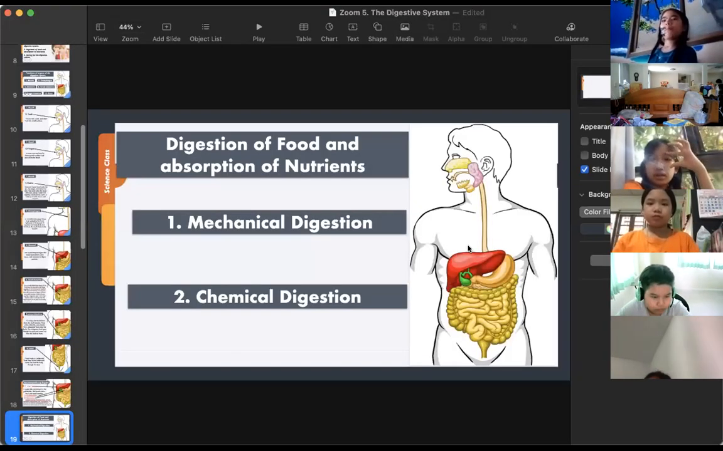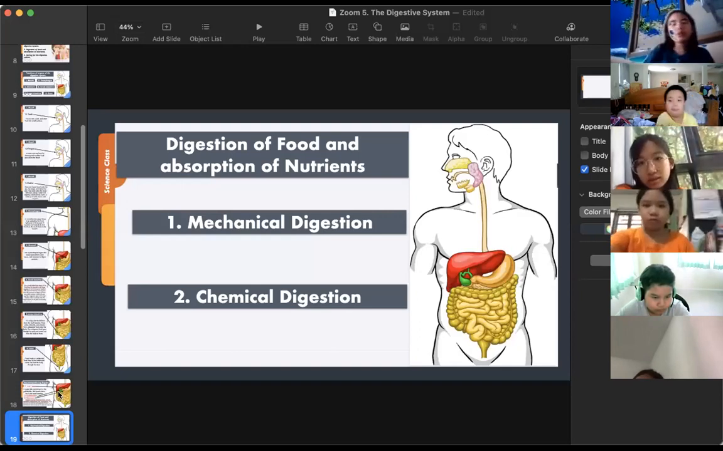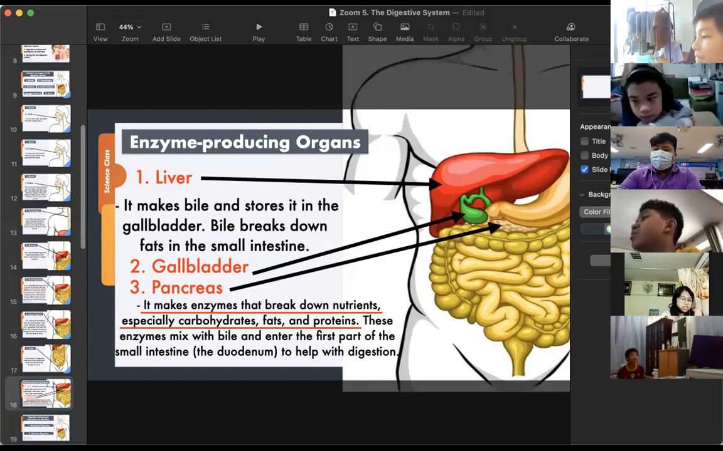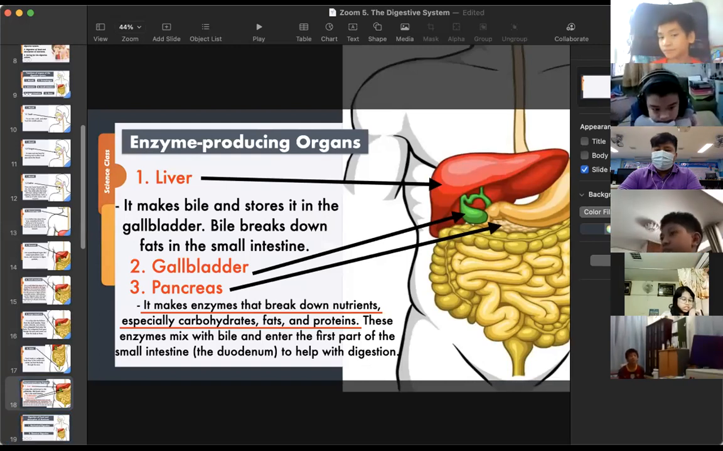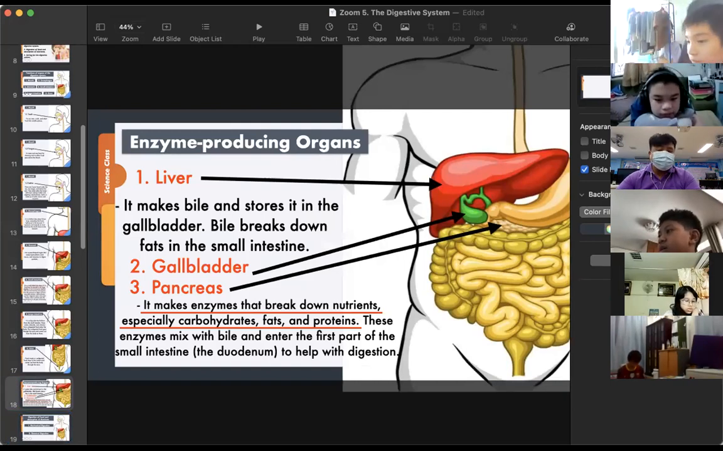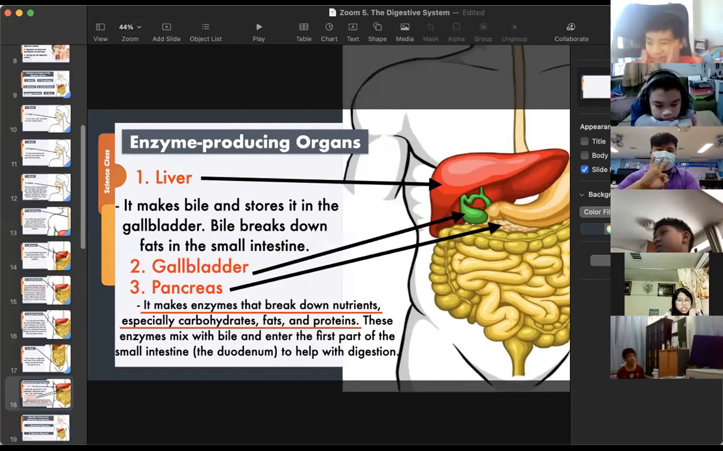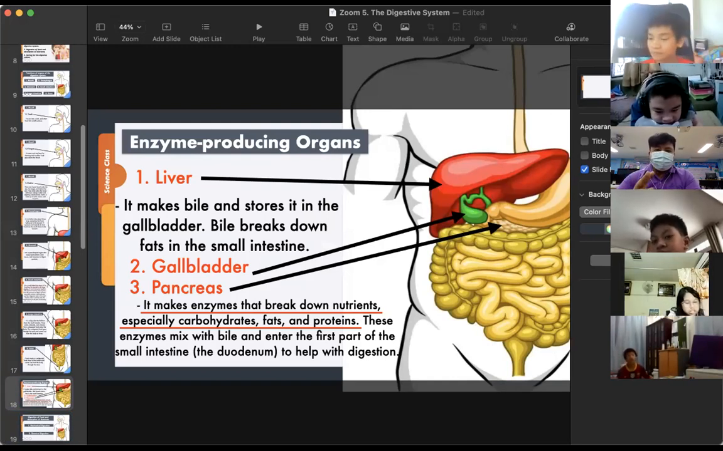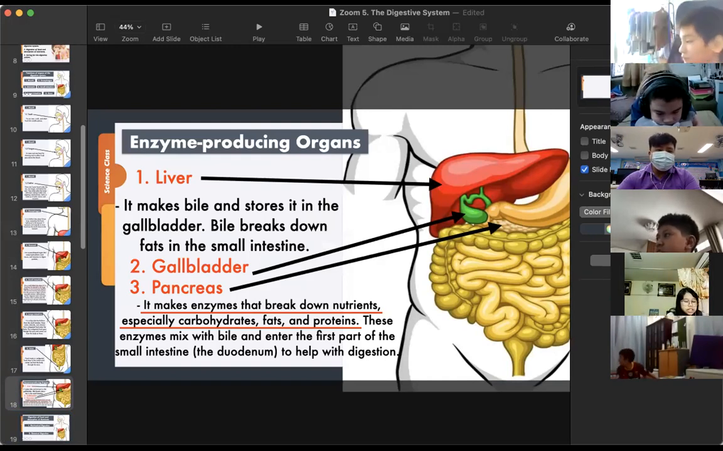Can you still follow me? I mean to say, do you still understand what we're talking about here? Yes? What is the first part of the digestive system? Mouth. Inside the mouth, there are three parts. What is the first one? Teeth. After teeth? Tongue. Tongue and? Saliva.